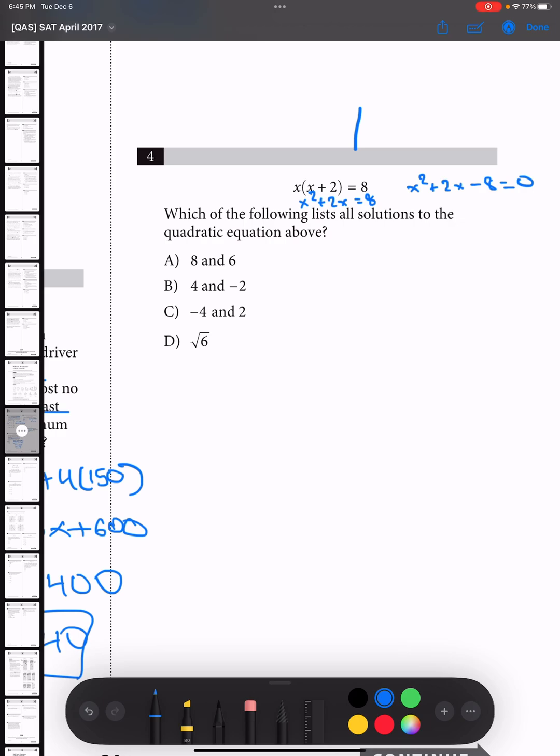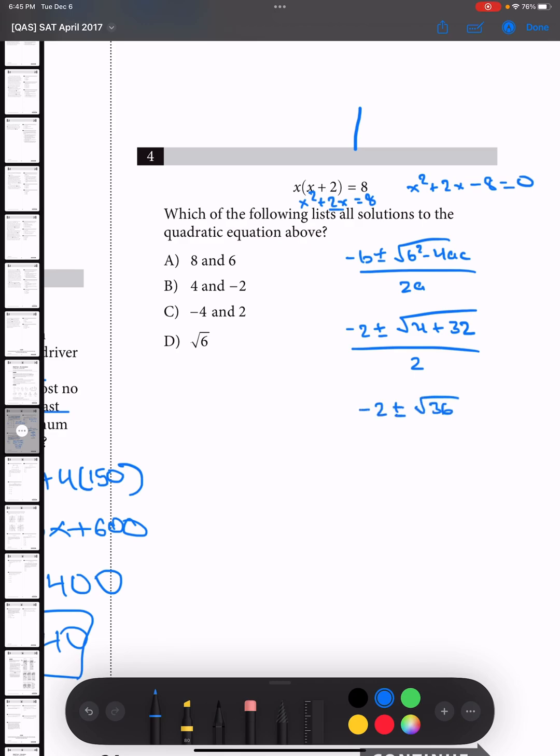So the quadratic formula is minus b plus or minus the square root of b squared minus 4ac, all over 2a. So b value is 2. So minus 2 plus or minus the square root of 2 squared, which is 4, minus 4 times a, which means minus 4 times 1, times c, which is minus 8. Minus 4 times negative 8 is 32, so plus 32, over 2a, which means 2 times 1 is 2. That will give us minus 2 plus or minus the square root of 36 over 2, and minus 2 plus or minus 6 over 2.